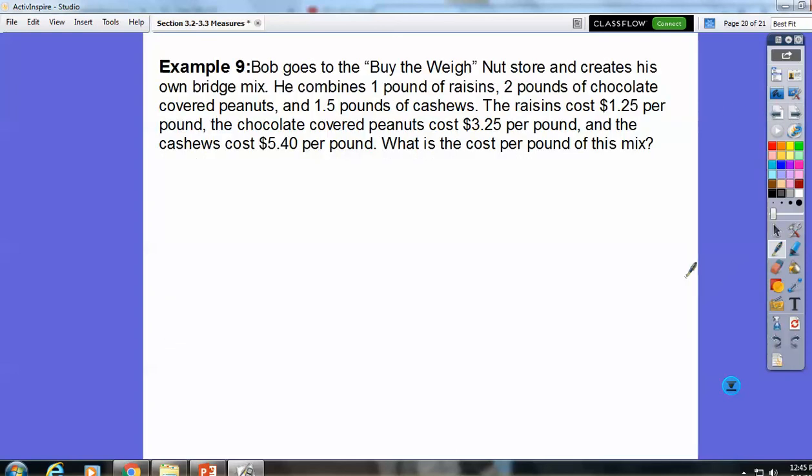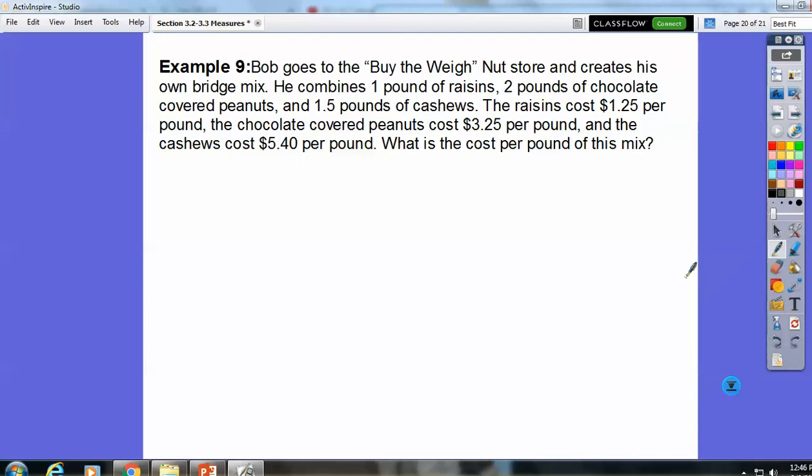So let's look at this scenario. Bob goes to the nut store and creates his own bridge mix. He combines 1 pound of raisins, 2 pounds of chocolate covered peanuts, and 1.5 pounds of cashews. The raisins cost $1.25 per pound. The chocolate covered peanuts cost $3.25 per pound. And the cashews cost $5.40 per pound. What is the cost per pound of this mix? This is like a weighted mean.